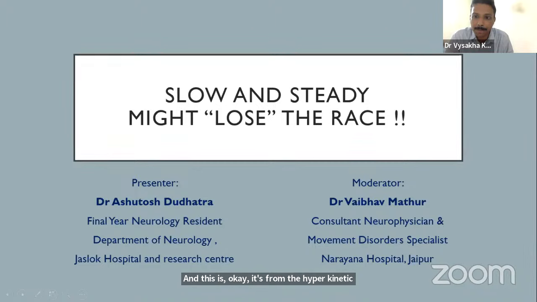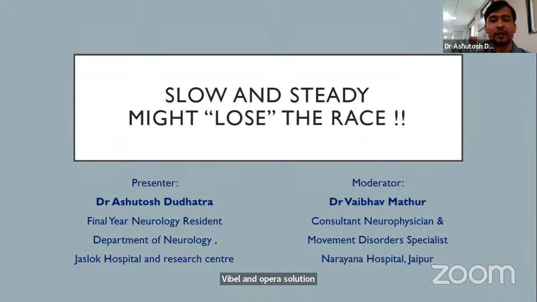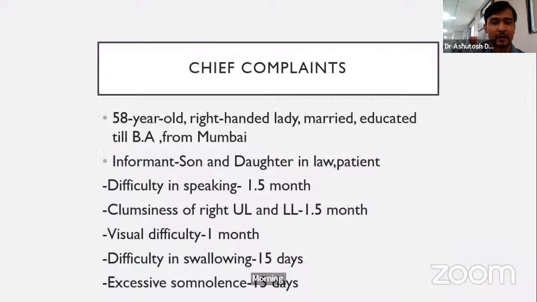Morning, everyone. So our case, we have titled it as slow and steady might lose the race. So she was a 58-year-old lady, married, educated till BA from Mumbai. The informants were her son, daughter-in-law, and some inputs from the patient. So she had chief complaints of difficulty in speaking since last 1.5 months, clumsiness in right upper lip and lower lip since 1.5 months, visual difficulties since 1 month, difficulty in swallowing since 15 days of presentation, and excessive somnolence since last 15 days.